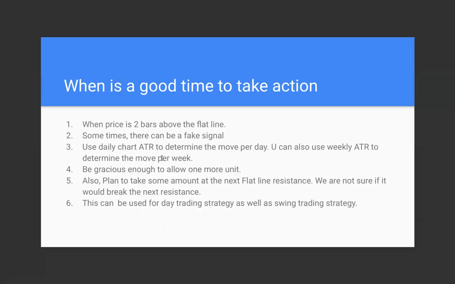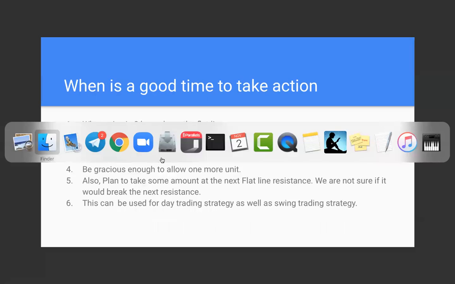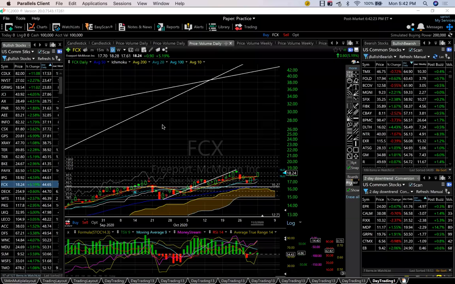So before we go to the next slide, right? Let's go to one of the charts and see if we can draw a flat line. Any stock that you want to take? Any preferences, guys? No? Can we do NIO, NIO, Srini? NIO, okay.